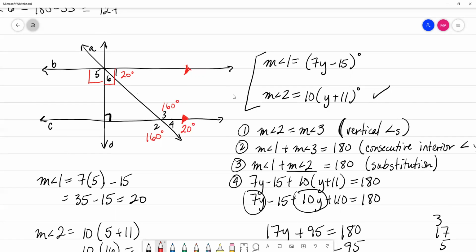So this is a 90-degree angle and this is a 90-degree angle. If angle 1 is 20 degrees and angle 1 plus angle 6 is 90, then angle 6 must be 70 degrees. And what do we know about angle 5? Angle 5 is 90 degrees. I think that's all of our numbered angles: 1, 2, 3, 4, 5, 6.